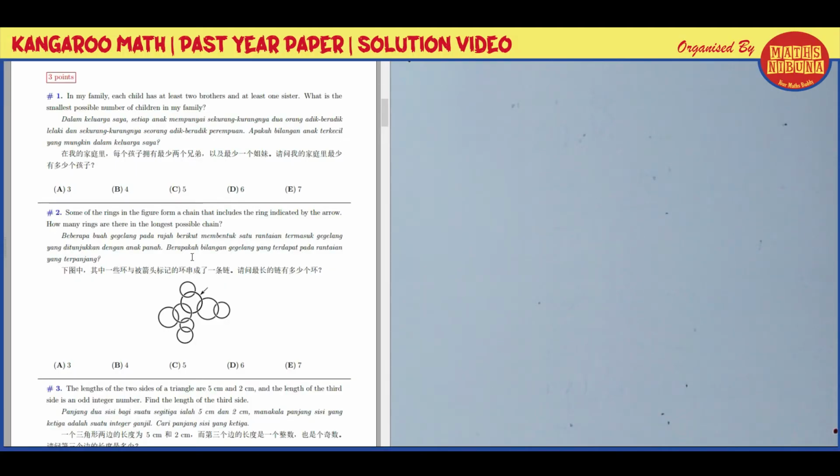Okay, let's say we look at question one first. This is Kangaroo Maths Junior 2018 paper. In a family, each child has at least one brother and at least one sister. What is the smallest possible number of children in the family?